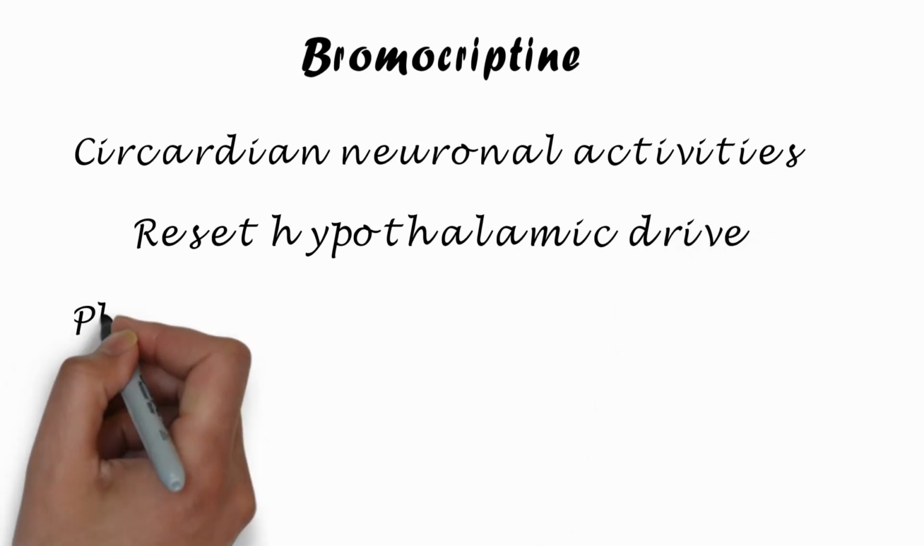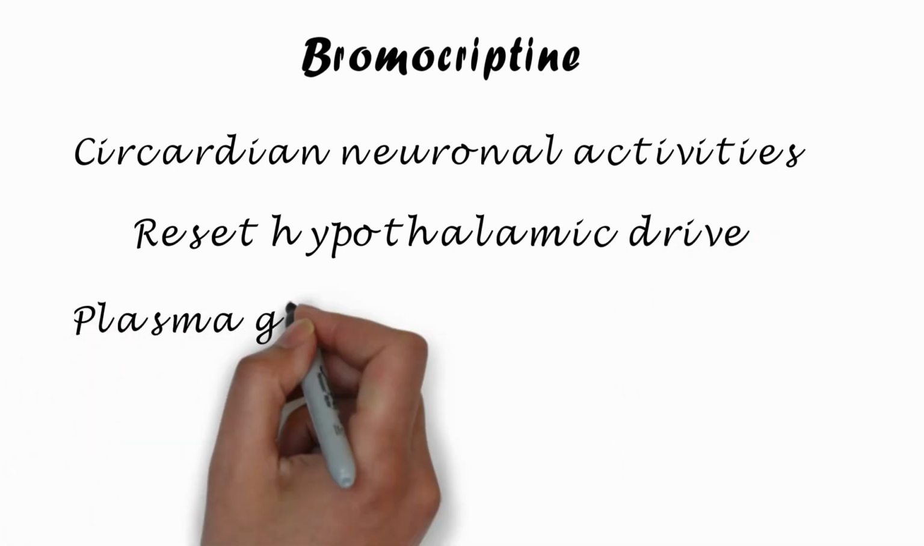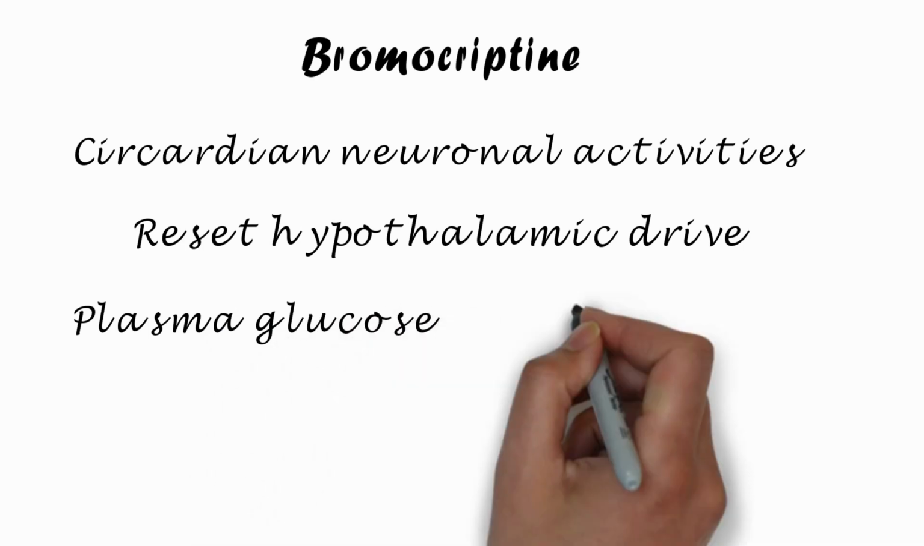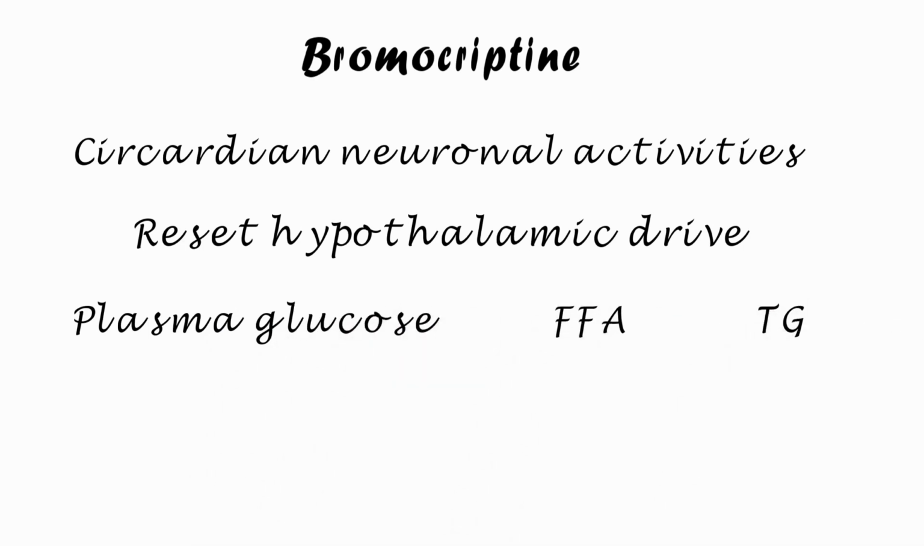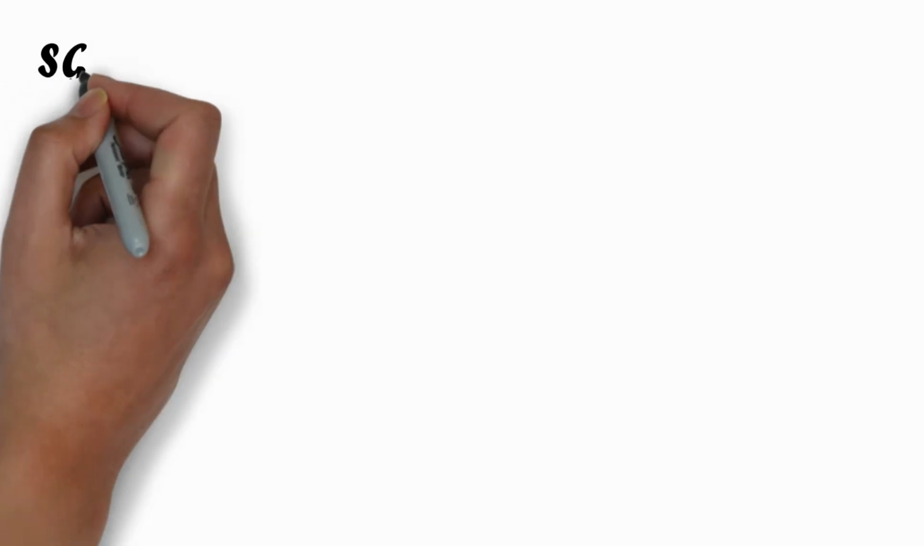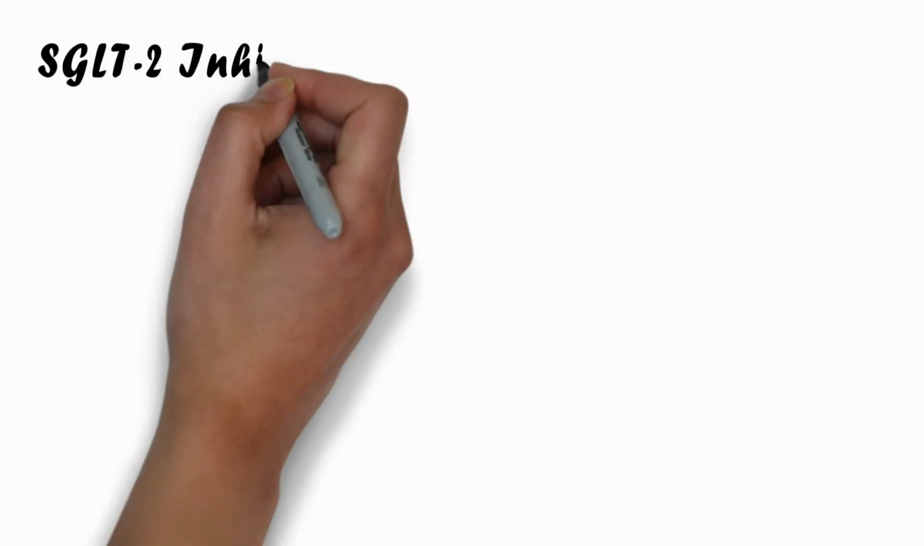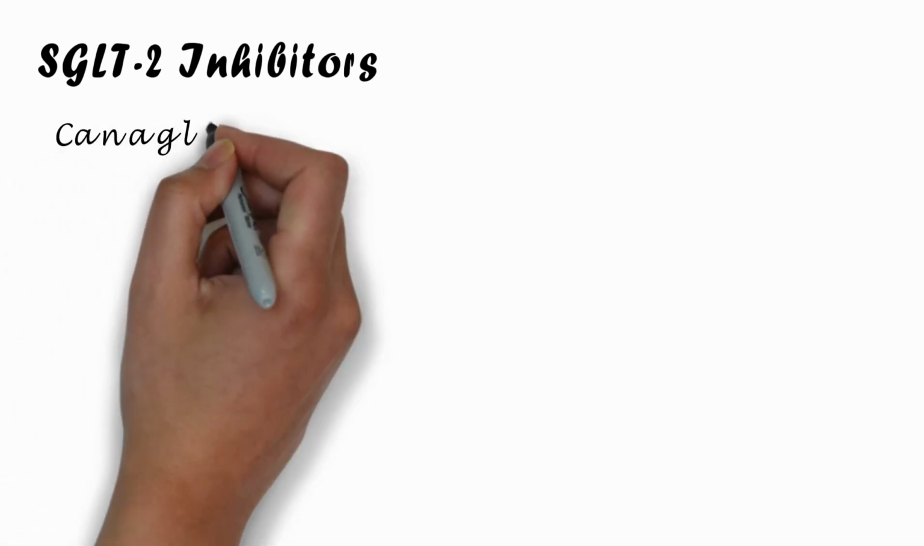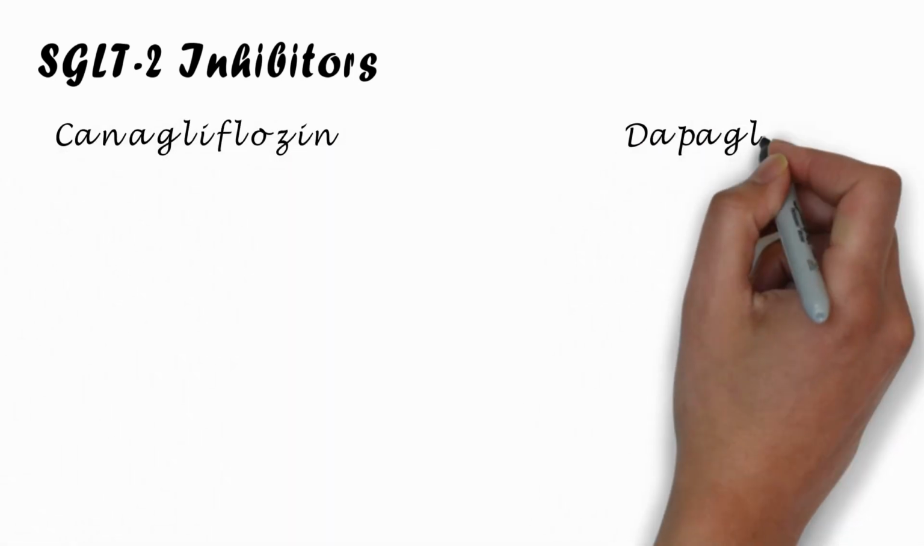A quick-release formulation of bromocriptine administered in the morning is believed to augment low hypothalamic dopamine levels and inhibit excessive sympathetic tone within the central nervous system, resulting in reduction in post-meal plasma glucose levels due to enhanced suppression of hepatic glucose production. Sodium glucose co-transporter 2 inhibitors like canagliflozin and dapagliflozin are also approved for use in type 2 diabetes.